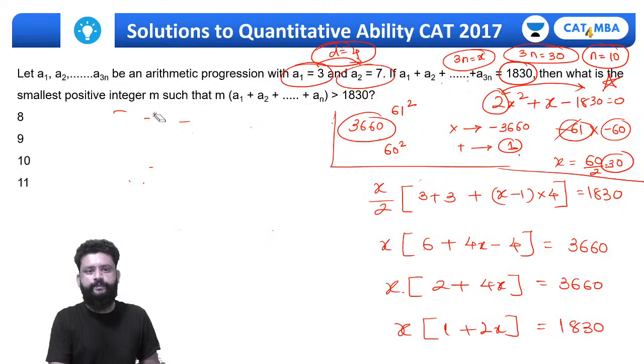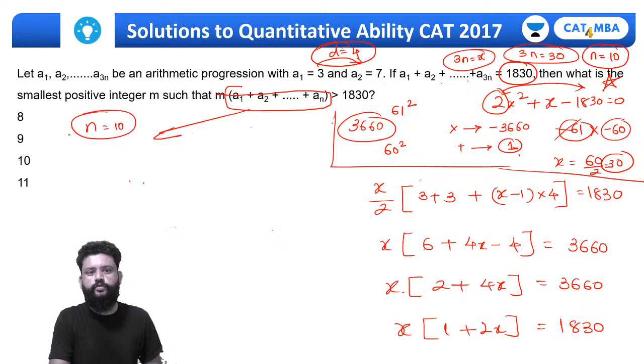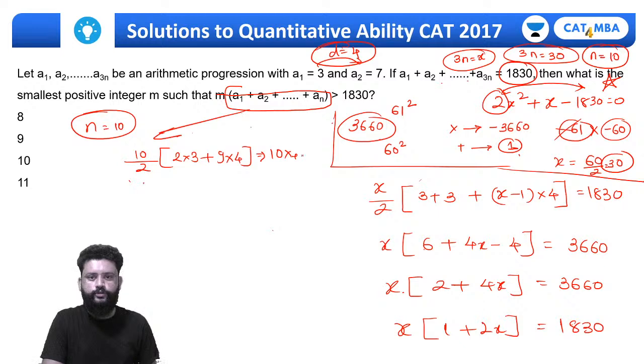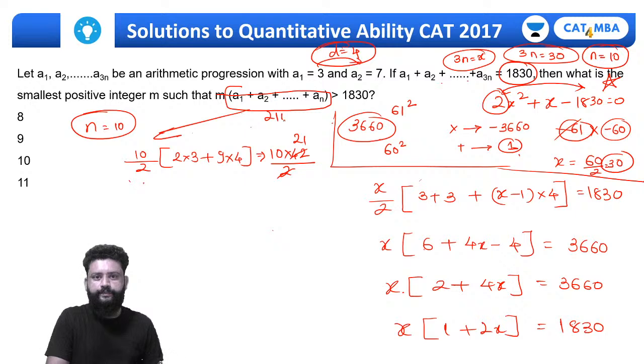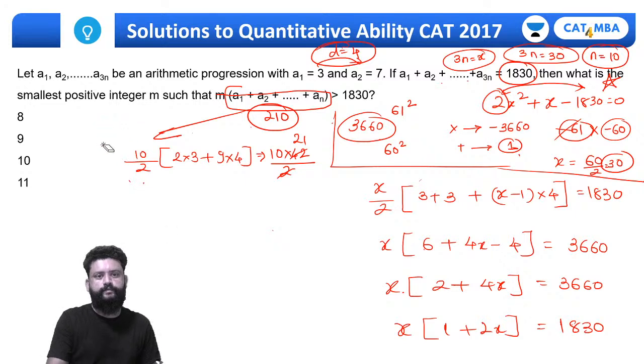Now simply what we have to do is multiply by m. One last time we have to apply the formula again on this: from a to an, how much will the addition be? n is 10, so we can use the formula. It has 10 by 2 in bracket 2 into 3 plus 9 into 4. Solve this. 2 into 3 is 6, 9 4s are 36, comes out to be 10 into 42 divided by 2, that is 210, right? We put n as 10 and got this sum.